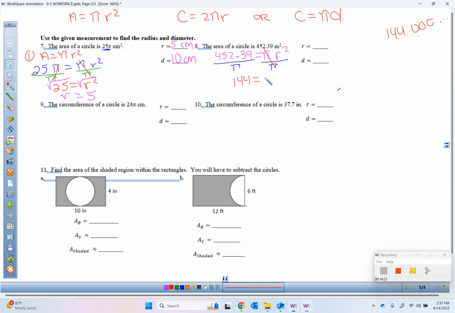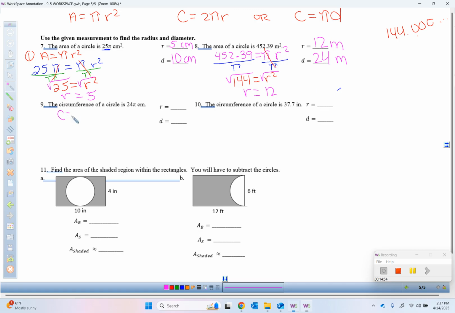So 144 equals r squared, and then the final step is square rooting the r squared. The square root of 144 is 12. So our radius here is 12 meters. If my radius is 12, my diameter is twice that, 24. Okay, now we're going to do it with circumference. This time we're using the formula for circumference. We can use either this formula or this formula. It does not matter.